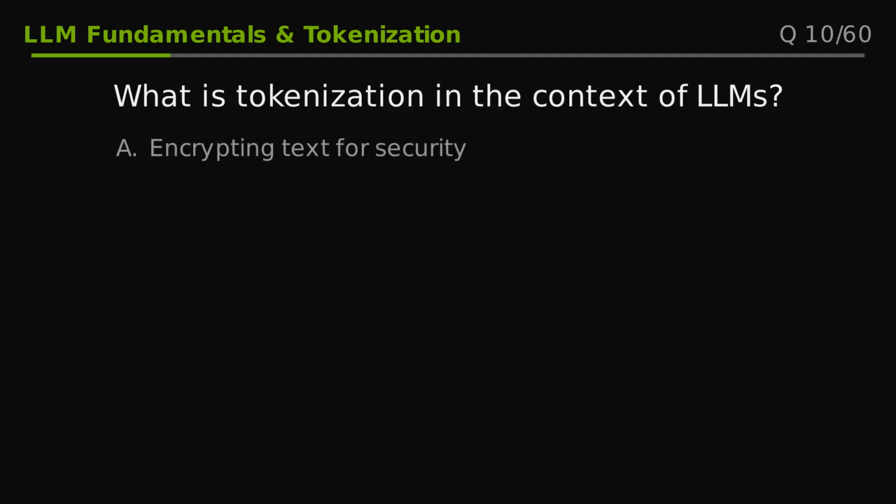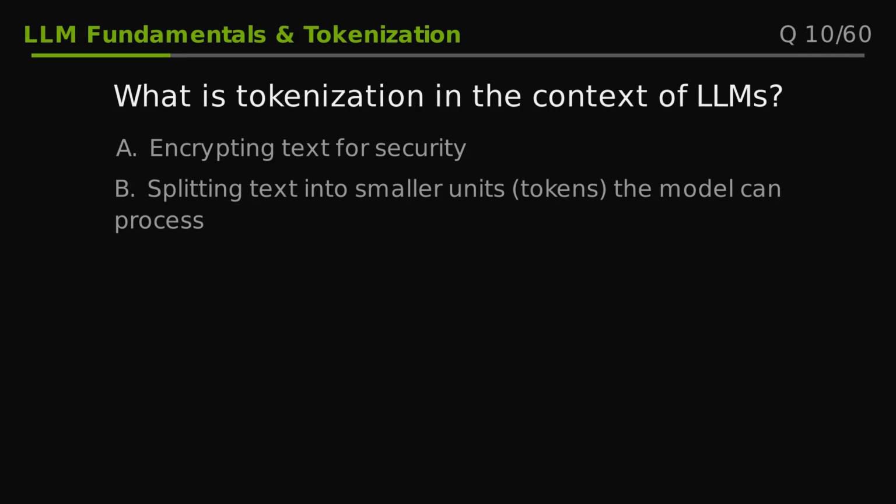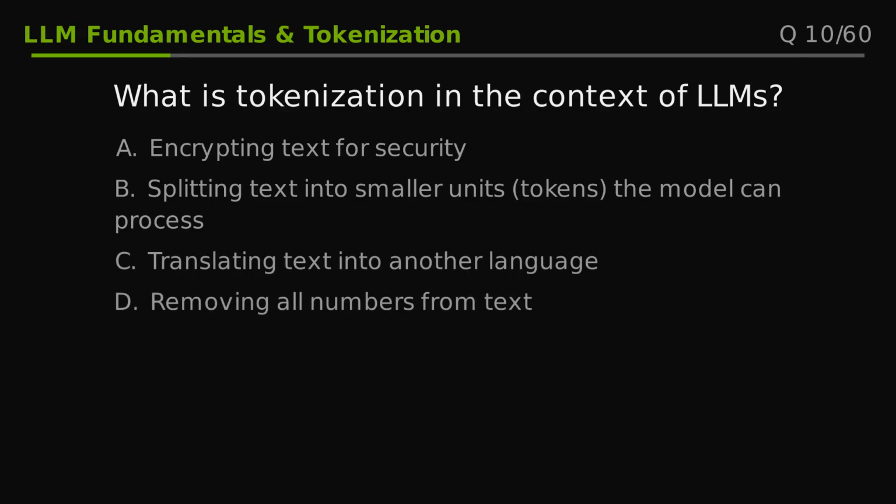Option A. Encrypting text for security. Option B. Splitting text into smaller units, tokens, the model can process. Option C. Translating text into another language. Option D. Removing all numbers from text.